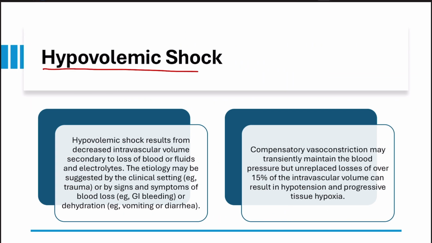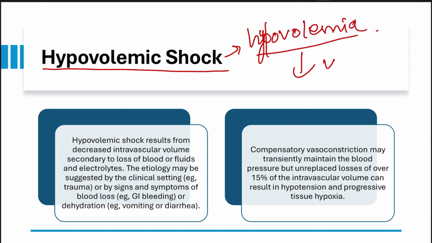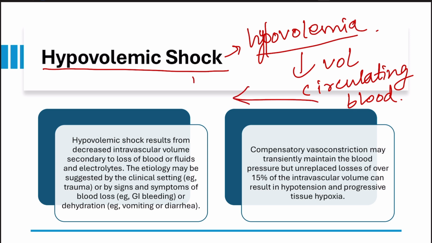So coming to hypovolemic shock, in simple terms, hypovolemic shock means hypovolemia, that is a decrease in the volume of the circulating blood. That is what we can say in simple terms. So this leads to shock. As a result, there is decreased oxygen delivery to the tissues, leading to hypoxia and then finally lactic acidosis.